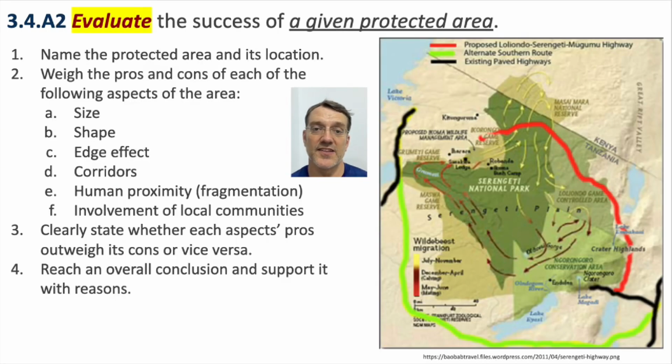As part of your ESS case study in paper 1, you might be asked to evaluate the success of a named protected area, or it could be part of one of those paper 2 structured essay questions that are used for those 9-mark bands. If you're asked to do that on paper 2, you need to be able to consider the size, the shape, the edge effect, corridors, the proximity to human settlements, the fragmentation of the habitat, and the benefit of the local community when determining whether that area is or is not, or may not be successful.